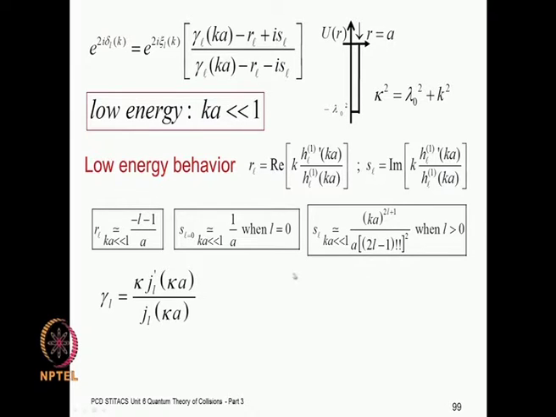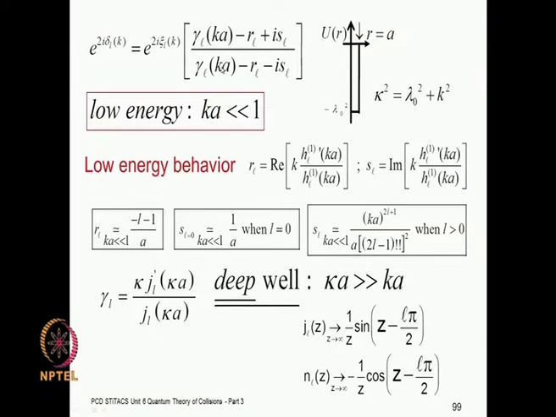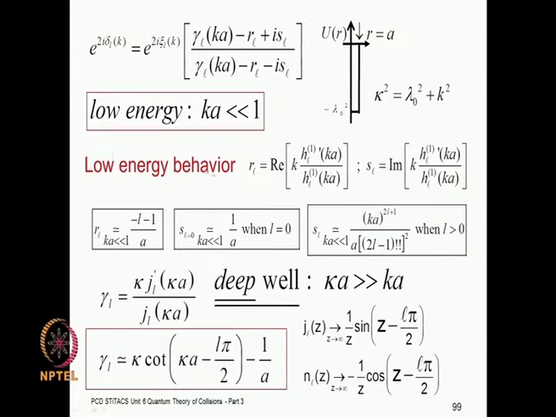And now you can examine what will be your gamma, because gamma is the one which is going to be a controlling factor. Okay. So, you find when you put all of these values of R and S in this relation, gamma, which is nothing but this kappa j prime over j, turns out to be given by this k cotangent function minus 1 over a.